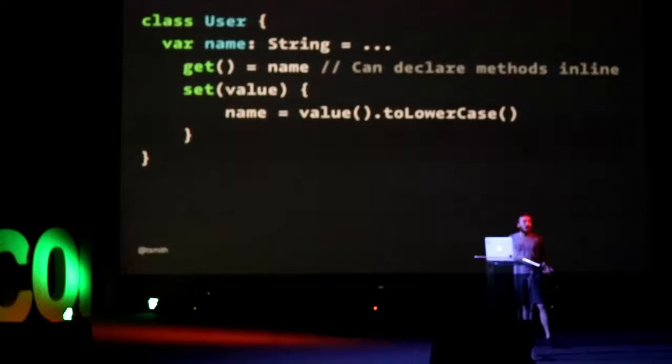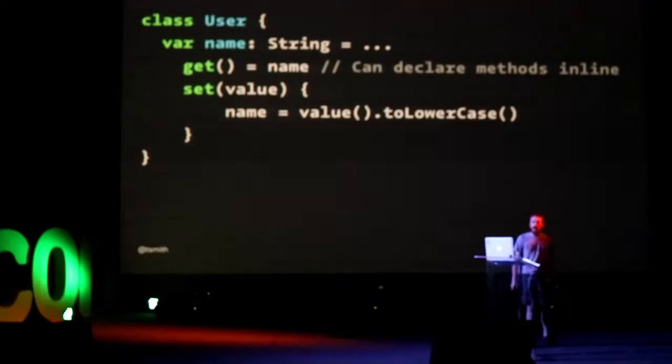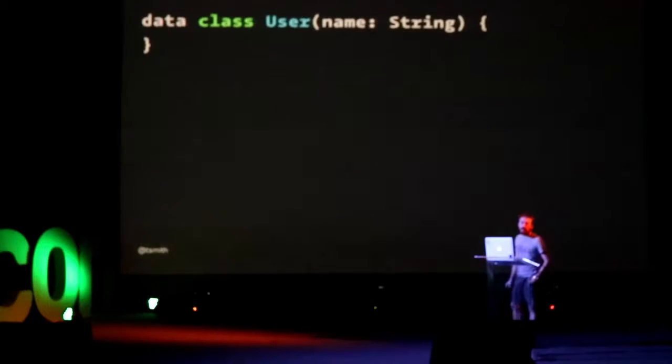We can, however, override the default generated getters and setters to provide our own custom logic if we need to, by declaring a get and set method below the property. You'll notice that we changed the syntax for the property declaration from the previous slide as well, just to show another way of that being done in Kotlin.